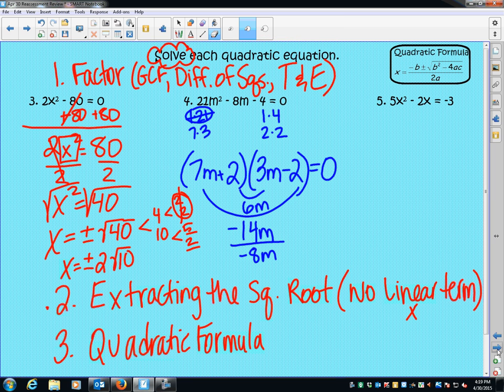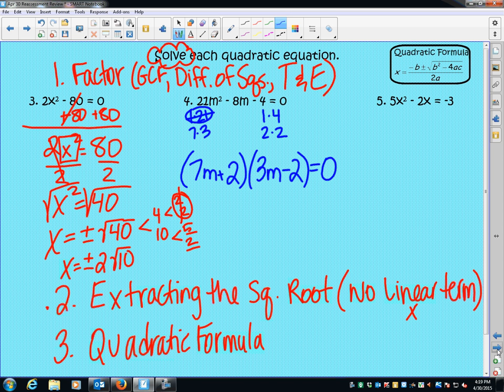However, some of us on the test stopped here and just left the parentheses, like factored. But you guys, the directions say solve. So you need to set each parenthesis equal to 0 and then solve those, and then you are done. So don't stop at the factoring step. You have one more step to do.